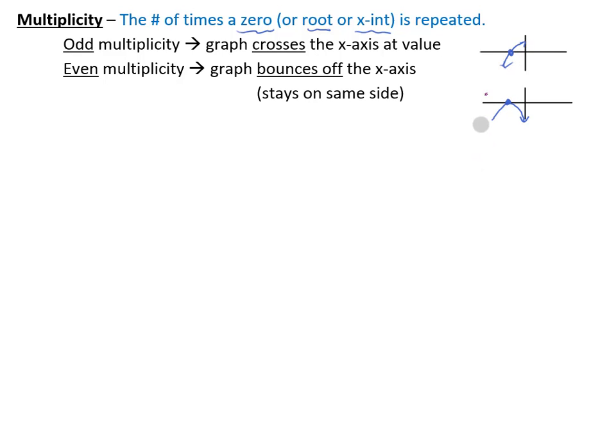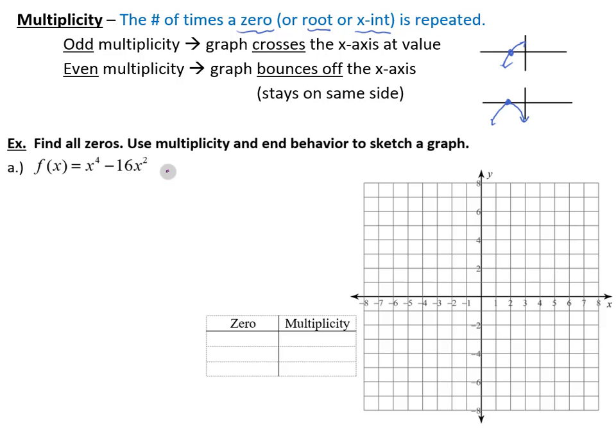Okay, so anytime it's repeated an even number of times, we'll see it deflect or bounce off the x-axis. It will stay on the same side. Okay, so we have 2 kind of big examples. I know this is a lot here, where we're going to try to find all of the zeros through factoring. We're going to use multiplicity and end behavior to sketch a graph.